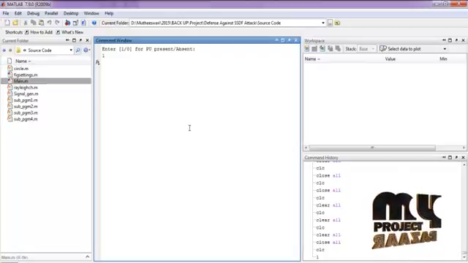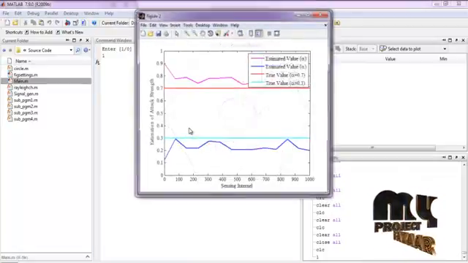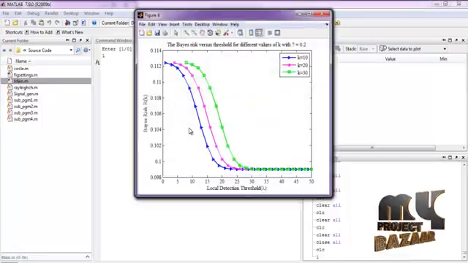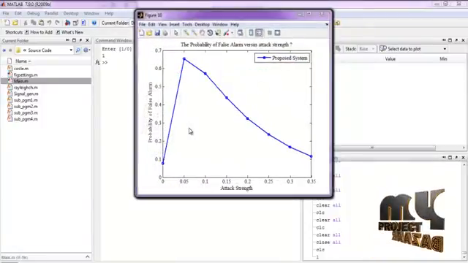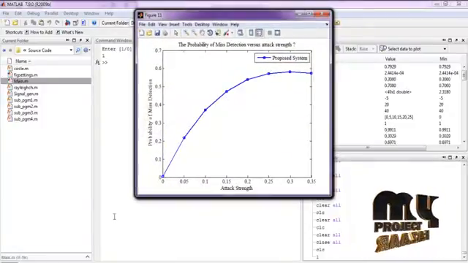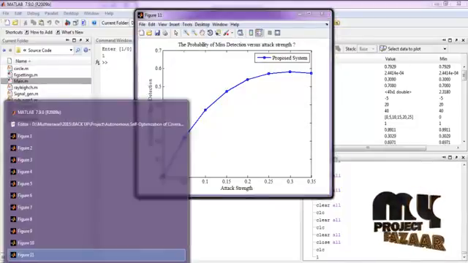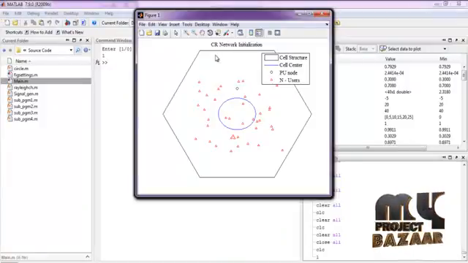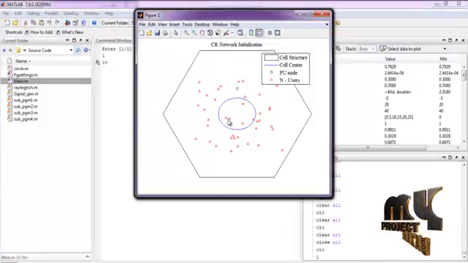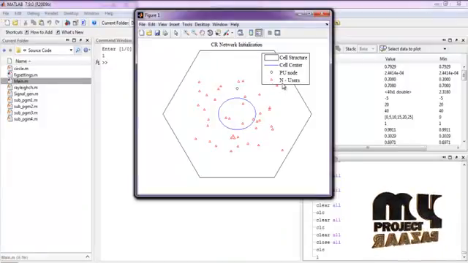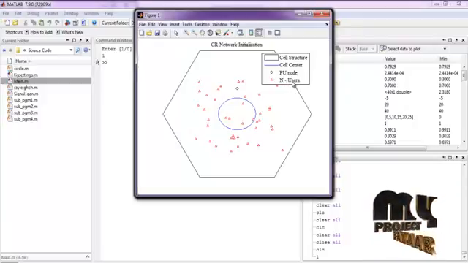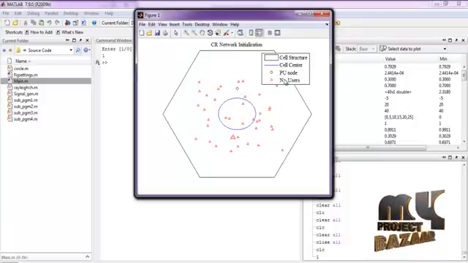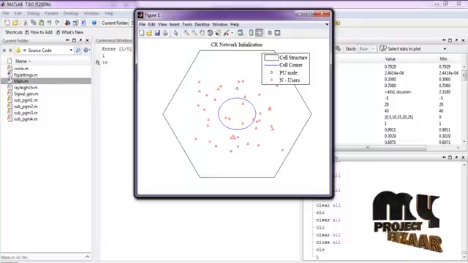And here we implement the CR network for the entire process. After estimation of all the parameters, we analyze the process. Here is the CR network initialization. The red color nodes represent the normal users and the circle represents the PU node. This is the cell structure, and this is the cell center.